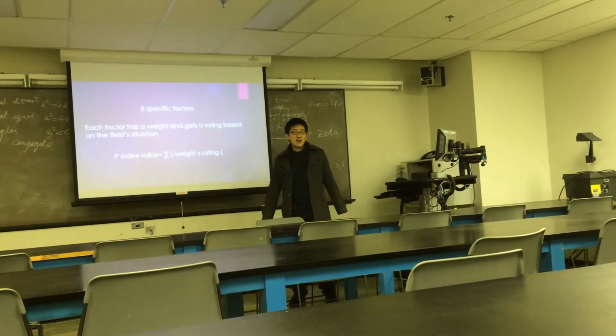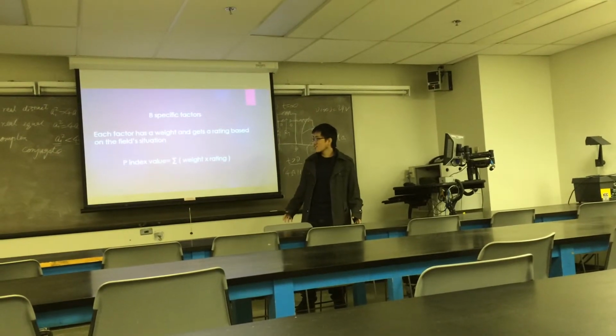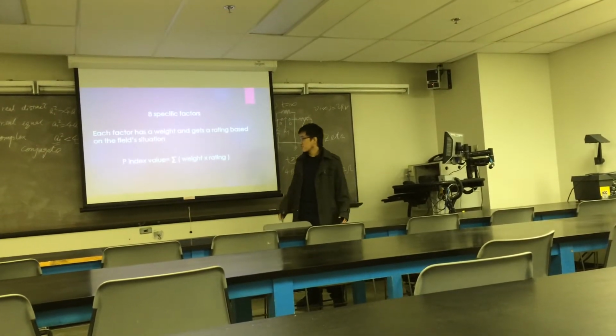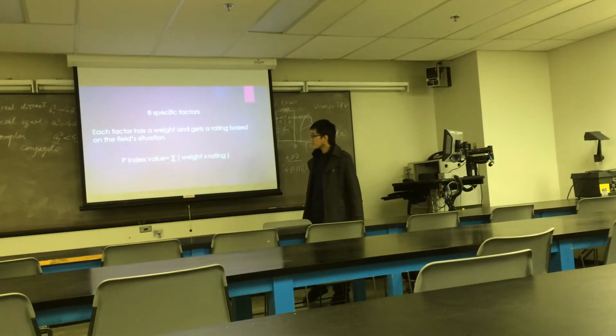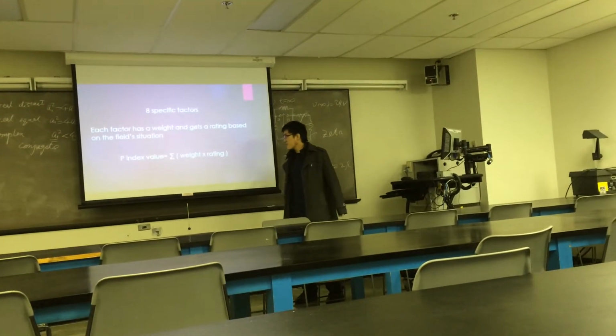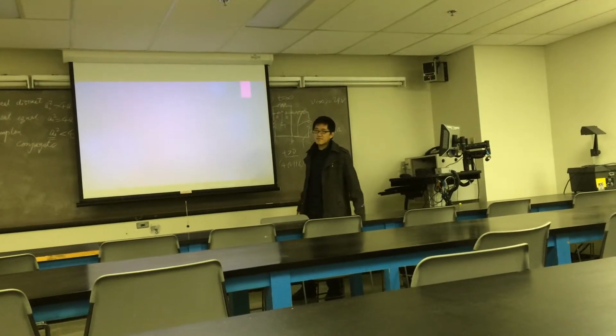So you must ask me how to calculate the phosphorus index value. Simply using this simple equation. It is the sum of all the factors, weight multiplied by its rating.